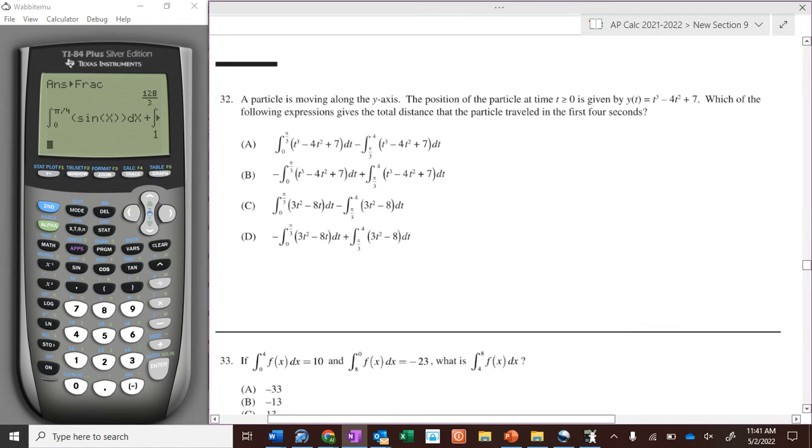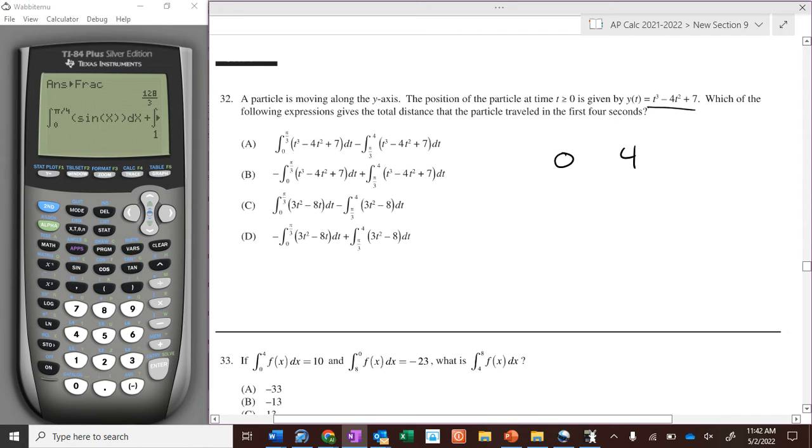Okay, here we go. A particle moves along the x-axis or along the y-axis. The particle's position at time t greater than 0 is given by this function. Which of the following expressions gives the total distance traveled in the first 4 seconds? Total distance in the first 4 seconds goes from 0 to 4, obviously. But all these are from 0 to 4, so it really doesn't matter.